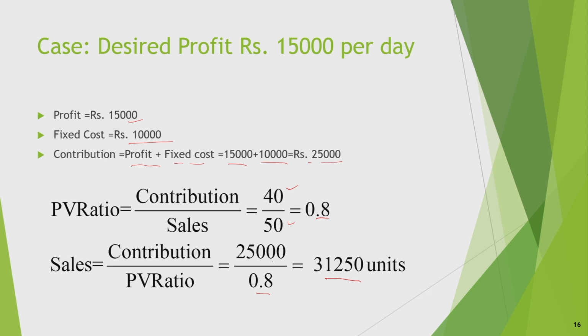That way we can decide how we can go ahead. So if I produce 31,250 units, then I will get a profit of rupees 15,000 per day. By these methods, you can do some calculations on the break-even analysis. We will discuss more about break-even point in my subsequent lecture.